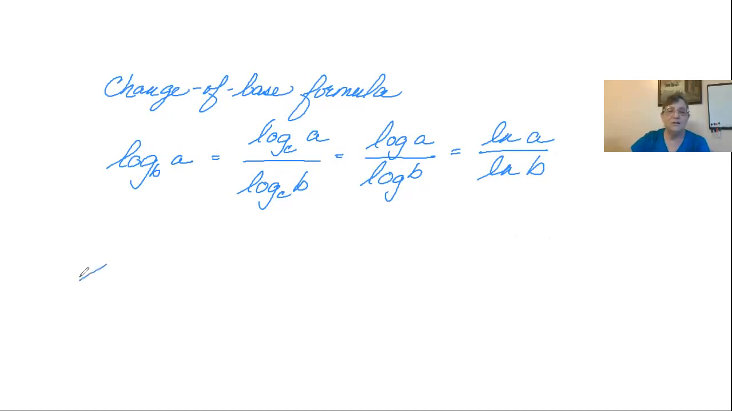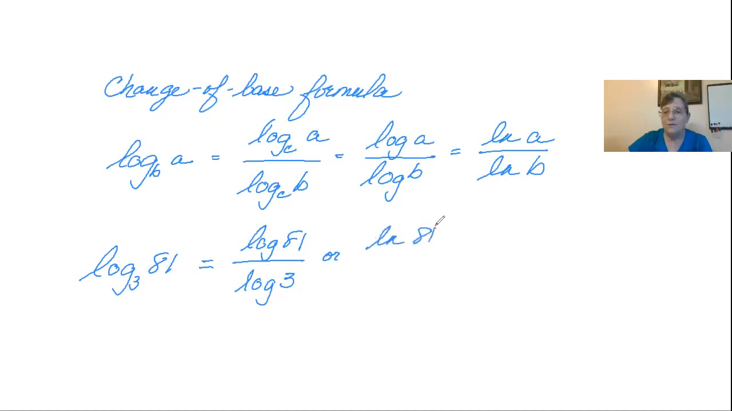So if you need to know what the log base 3 of 81 is, and you don't realize that 3 raised to the 4th is 81, so I know this is going to come out equal to 4, then I can either put in the log of 81 divided by the log of 3, or I can hit the natural log of 81 divided by the natural log of 3.